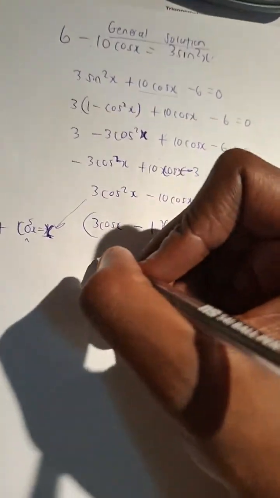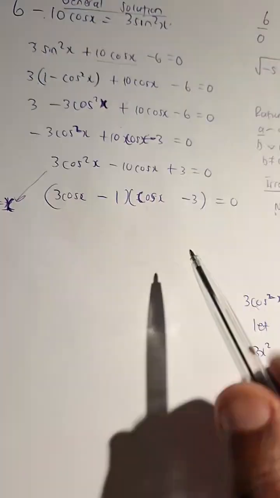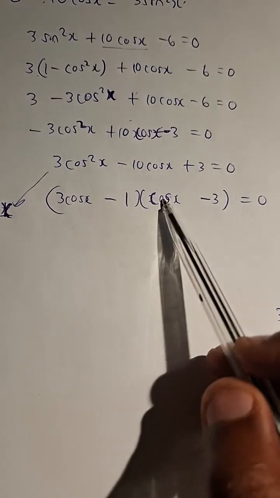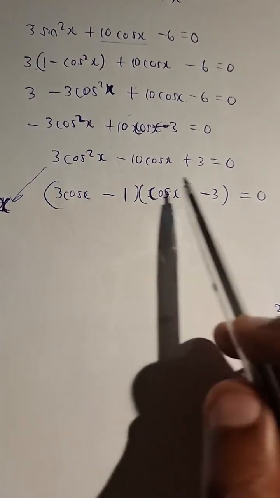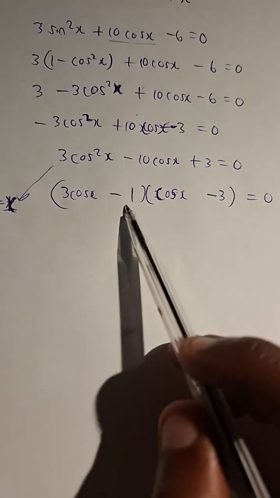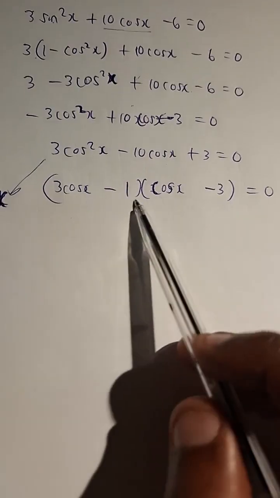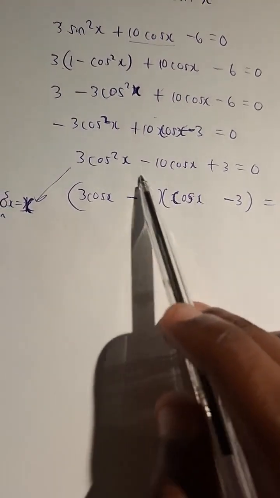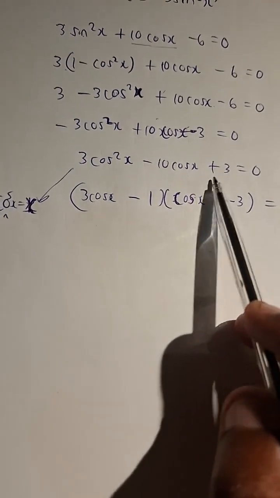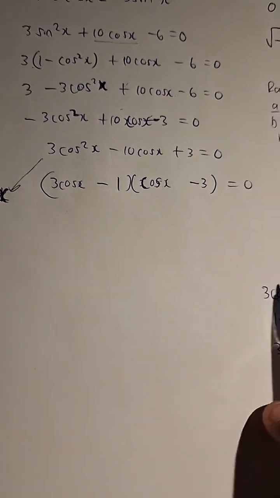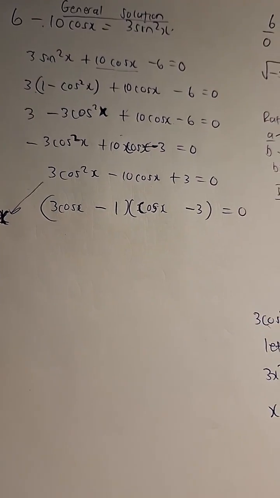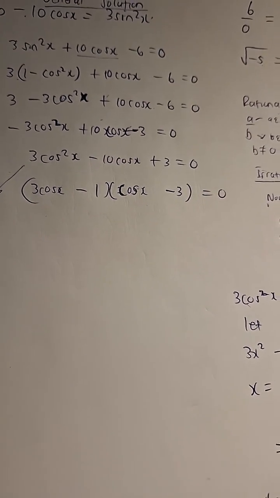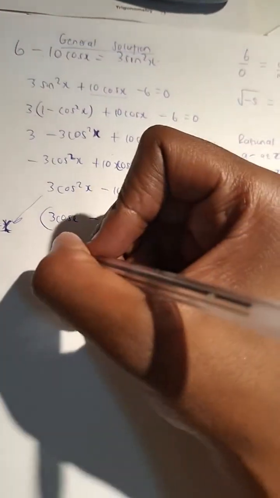But let me go back to my factorization, guys. My factorization is 100% correct, by the way. I've checked it. 3 cos x times cos x gives me 3 cos squared x. Minus 1 times negative 3 gives me positive 3. The multiplication of this gives me negative cos x. This one gives me negative 9 cos x, the addition of which gives me negative 10 cos x. So it works out very nicely. So let's go.